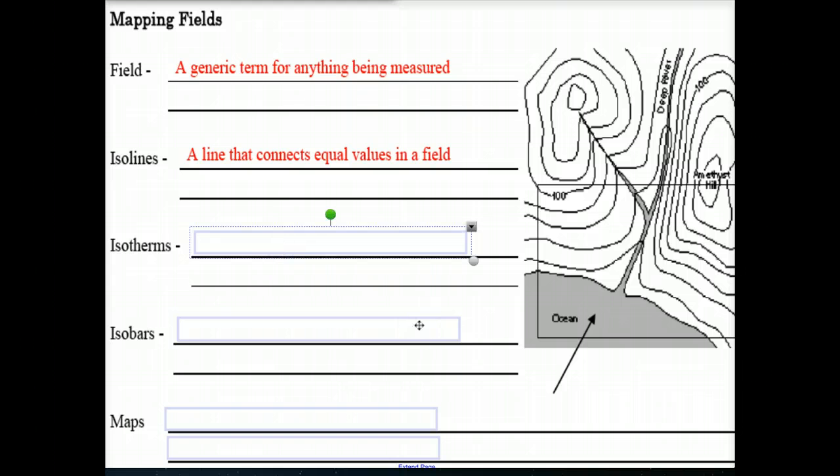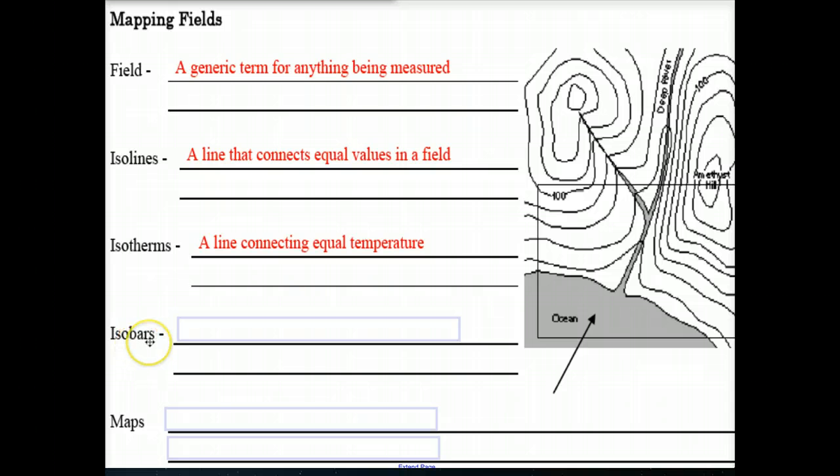If we have field lines of temperature, that's going to be isotherms. And again, here's one of those prefix-suffix ways that we can learn about words and break them down. Iso meaning the same, therm means temperature. If you think of thermals or anything that has to do with temperature, generally it's thermos, thermostat, any of those things would be related to temperature.